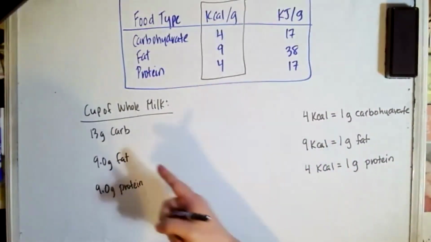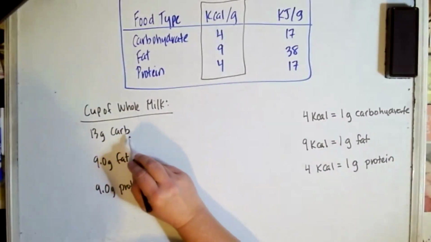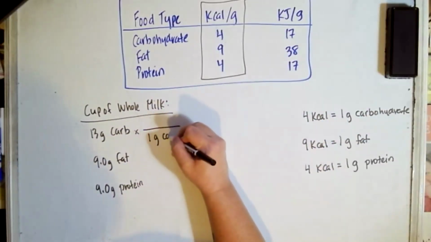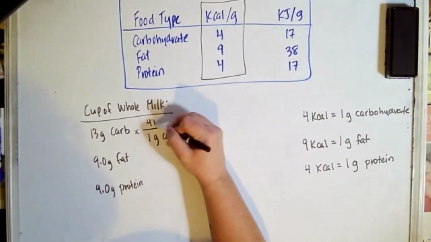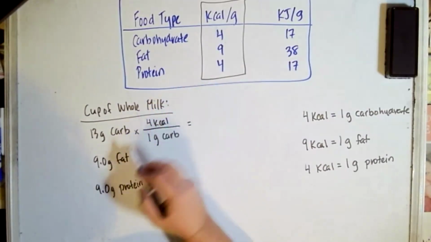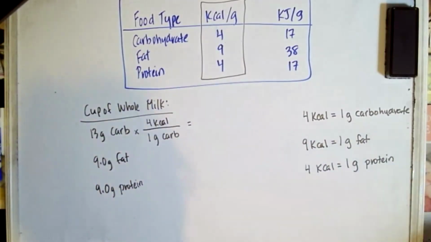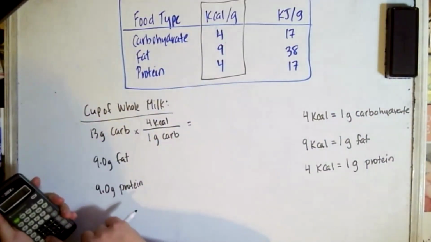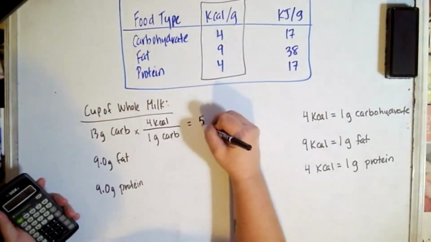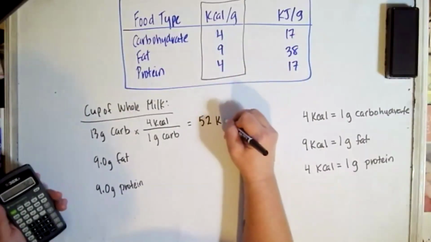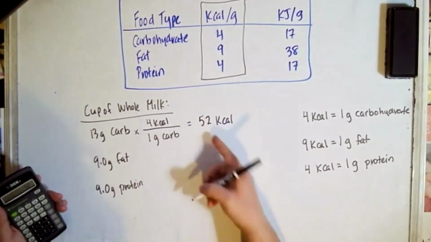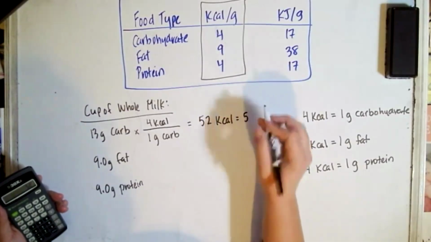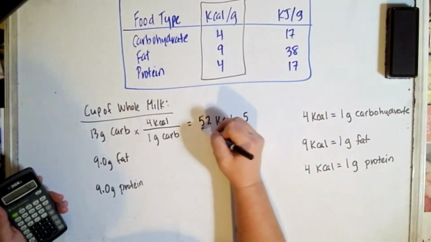All right. With those equalities, now I can say, all right, well, I have 13 grams of carbohydrates. So if every 1 gram of carbohydrate has 4 kilocalories, I can multiply 13 times 4 to figure out how many kilocalories are in my cup of milk from the carbohydrates. Okay. This is the kilocalories from that cup of milk. And we can round this to 50 kilocalories because they told us to round it to the tens place, which is this place.